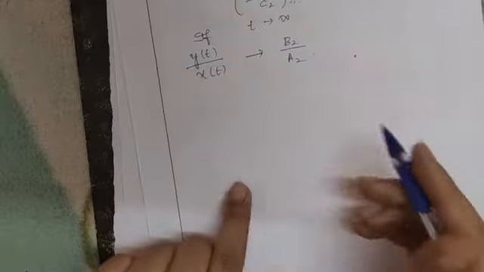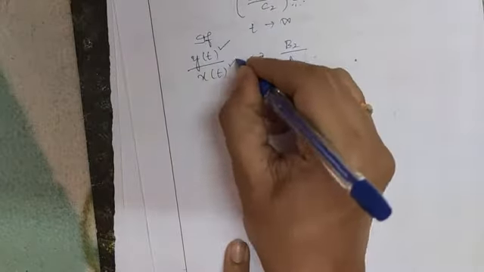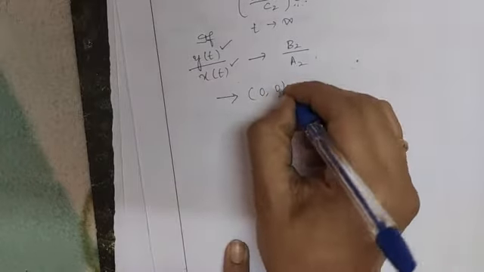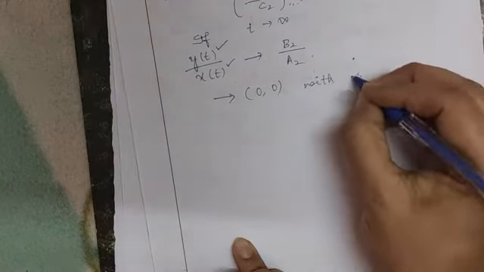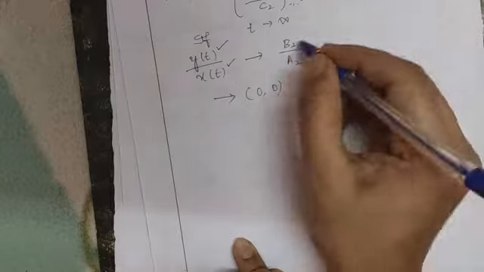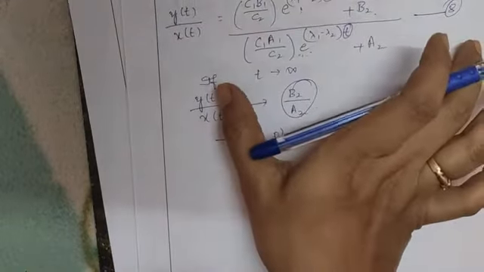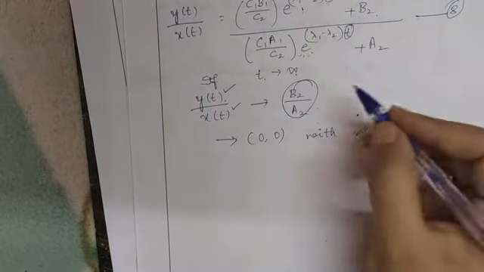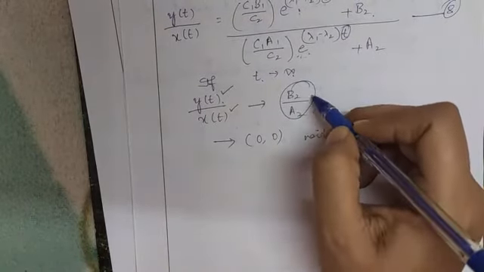Geometrically, that means all the paths, that is y of t and x of t, enter the critical point (0, 0) with slope b2 by a2. This is my slope. Geometrically, we are representing equation number 8 as, as t tends to infinity, y of t by x of t tends to b2 by a2, which is nothing but a slope.